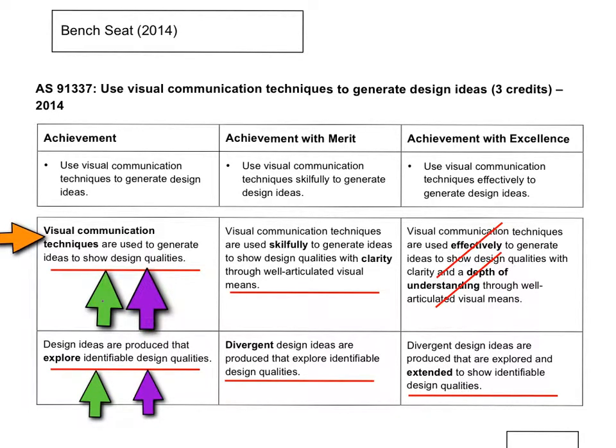This video is going to go over a merit exemplar of a submission to the Achievement Standard 91337. We will look at the students' work and see how they only met merit level, though achieved creating some really divergent design ideas through different extension methods, but their visual communication techniques were lacking.